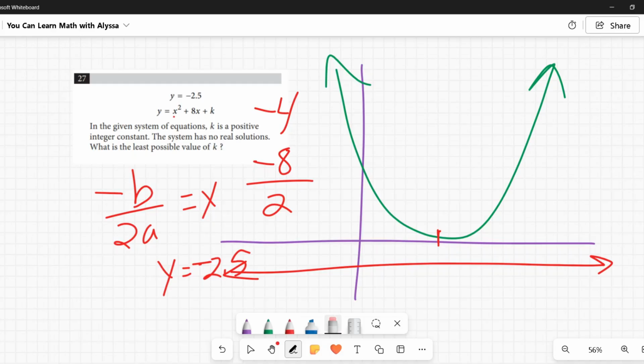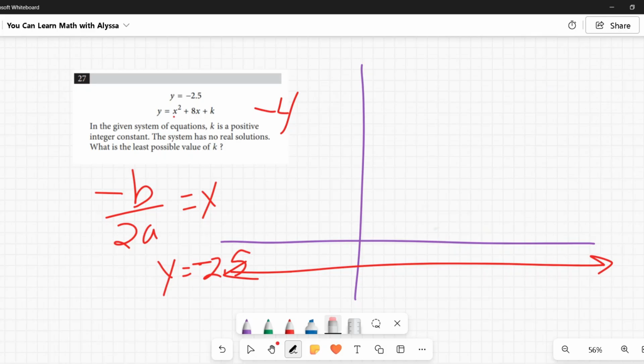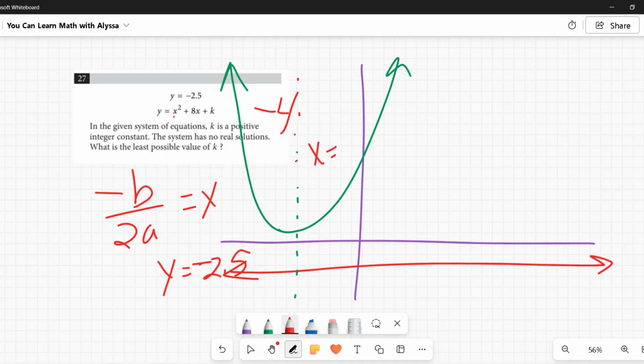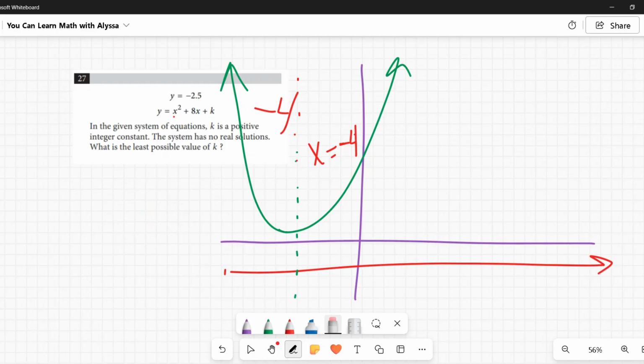So I'm adjusting where this equation is in my head. Okay, so it's a parabola. It's over here somewhere. The axis of symmetry here is x equals negative 4. Negative 4 is where the vertex lies. All right, I'm going to give myself a little room. Rewrite it over here, y equals negative 2.5. So this is the visual I have in my head. I can sketch it on paper like this if I need to. That's totally fine too. Now, what is the least possible value of k?